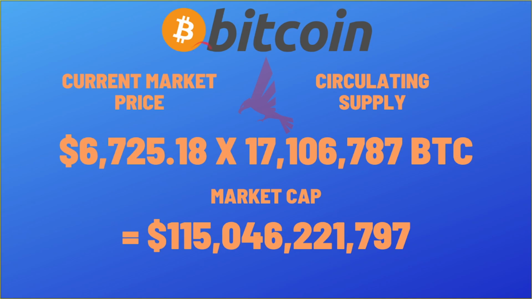Here's a visual example of market capitalization, how to calculate this. So here's a market capitalization of Bitcoin. Let's say Bitcoin's current market price was $6,725, give or take. And let's say its circulating supply was about 17 million. This could be seen maybe in 2017, 2018. If we were to multiply these two figures, the current market price times the circulating supply, we would see that the market cap would be about $115 billion.